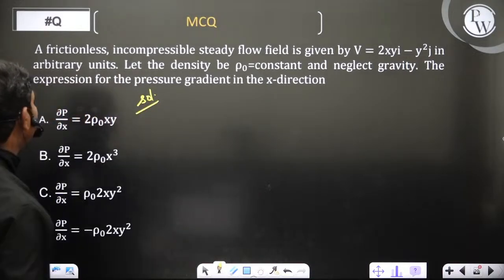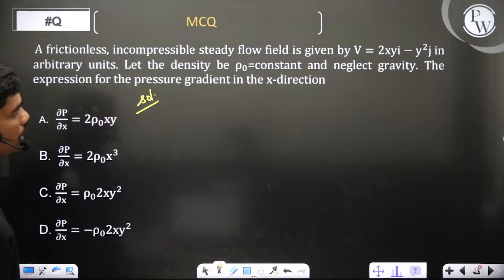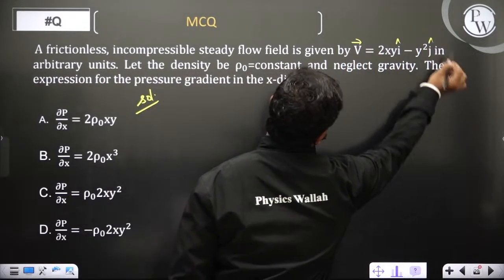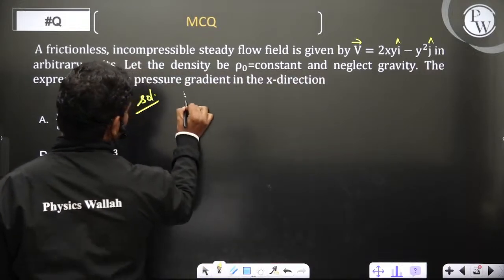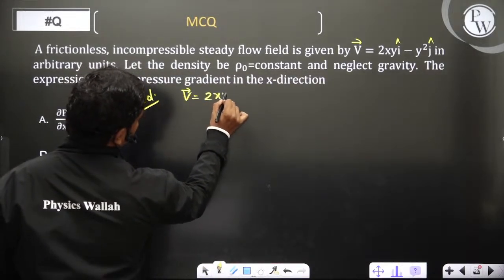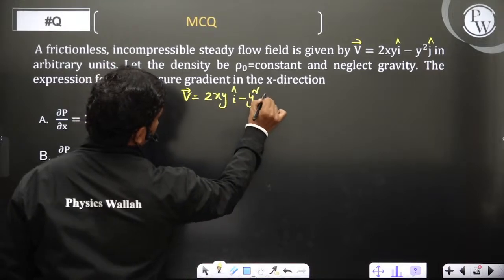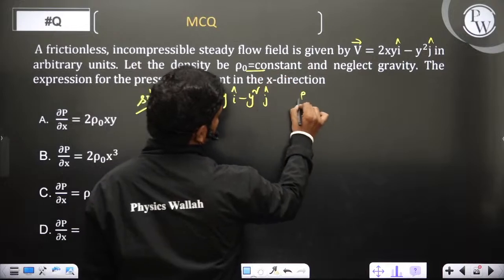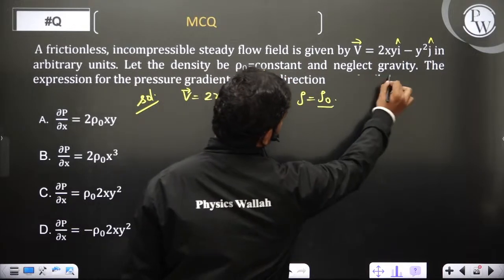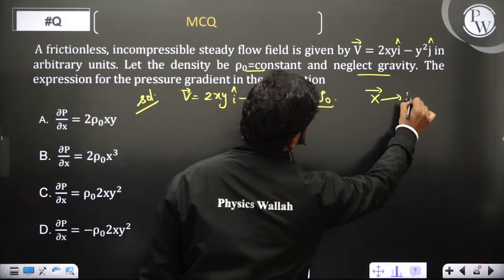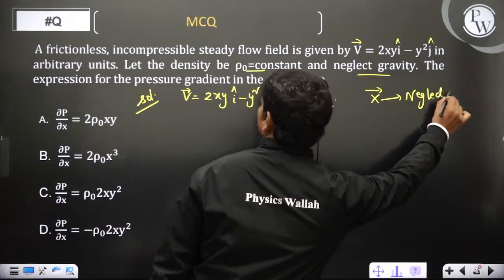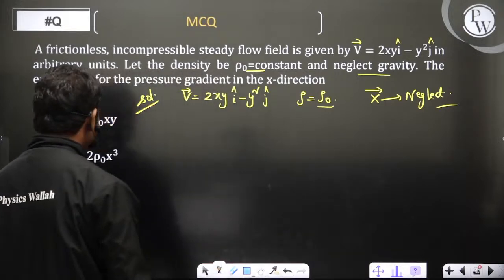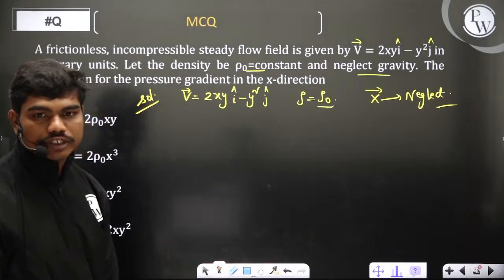A frictionless incompressible steady flow field is given by velocity vector equal to 2xy i cap minus y square j cap in arbitrary units. Let the density be rho naught, which is constant. Neglect gravity, so body force can be neglected. The question asks for the expression for the pressure gradient in the x direction. They have given you certain options.